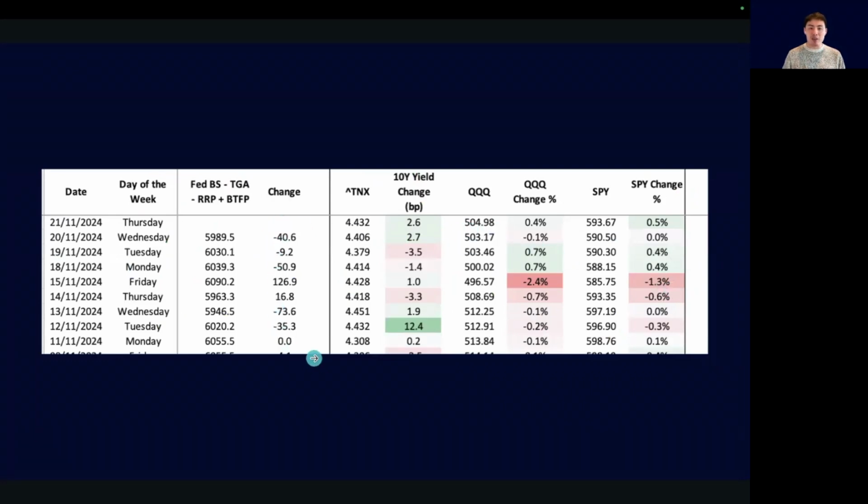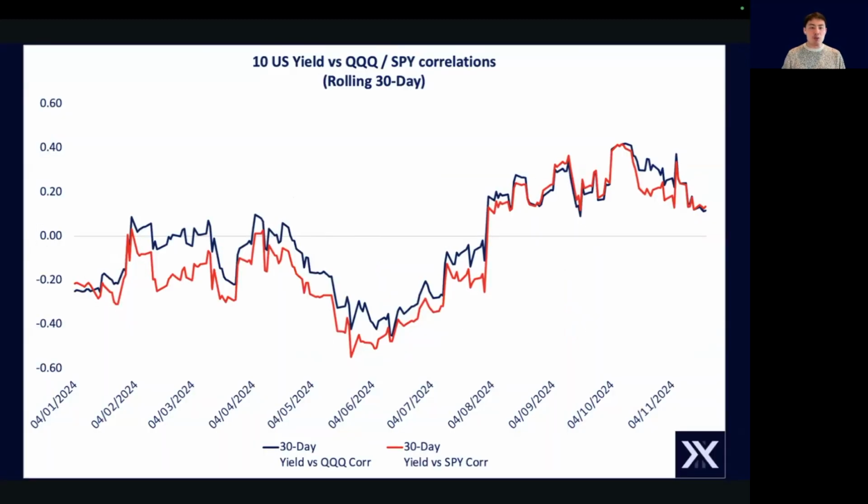And just to run the actual numbers here, in the past 2 weeks, we had a net drop of around $60 billion. And that corresponded with SPY and QQQ both moving lower in mid-November. The indices have recovered somewhat since then, but there hasn't been a huge tailwind from the liquidity side of things so far.